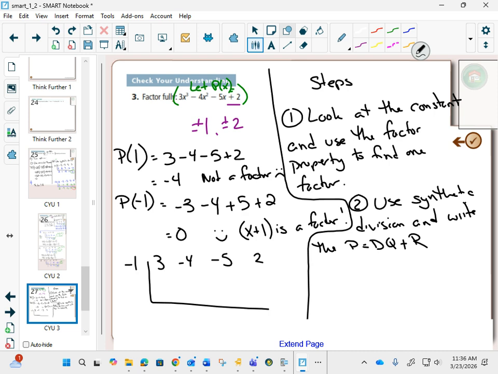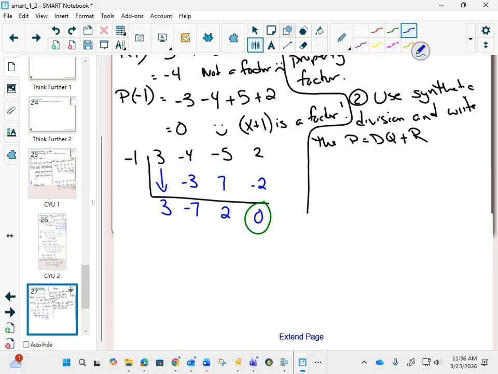Bring down the 3. Multiply, add, multiply, add, multiply, add, and you should get that remainder of 0. Otherwise, somewhere you screwed up. Because if that remainder isn't 0, it's no longer a factor. So either you did some mental math wrong, or you did some initial math wrong. Something went wrong. But now I can write the division statement.